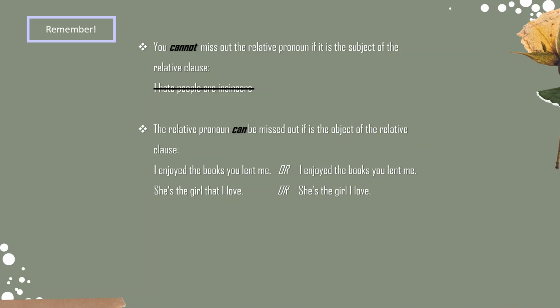Next, she is the girl that I love, or she is the girl I love. Note, there are no commas in the defining relative clauses. Remember it, guys, okay?